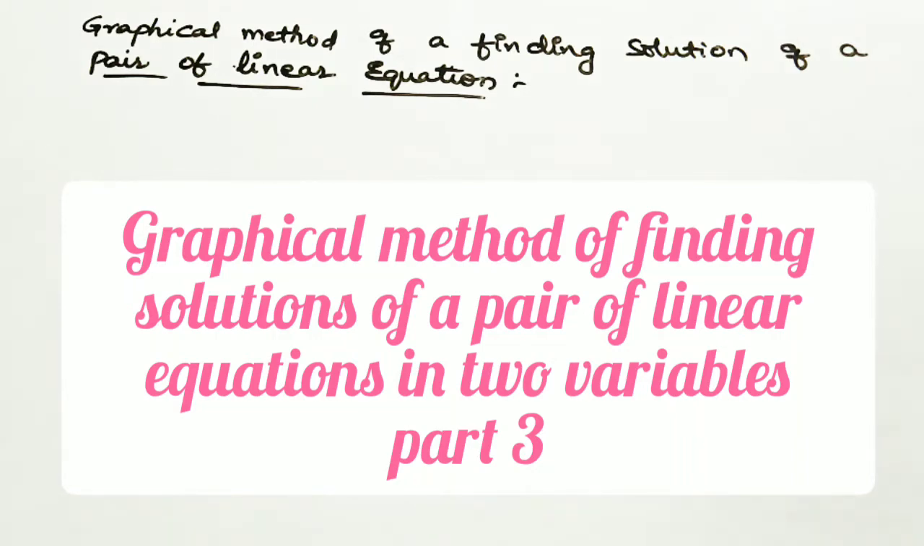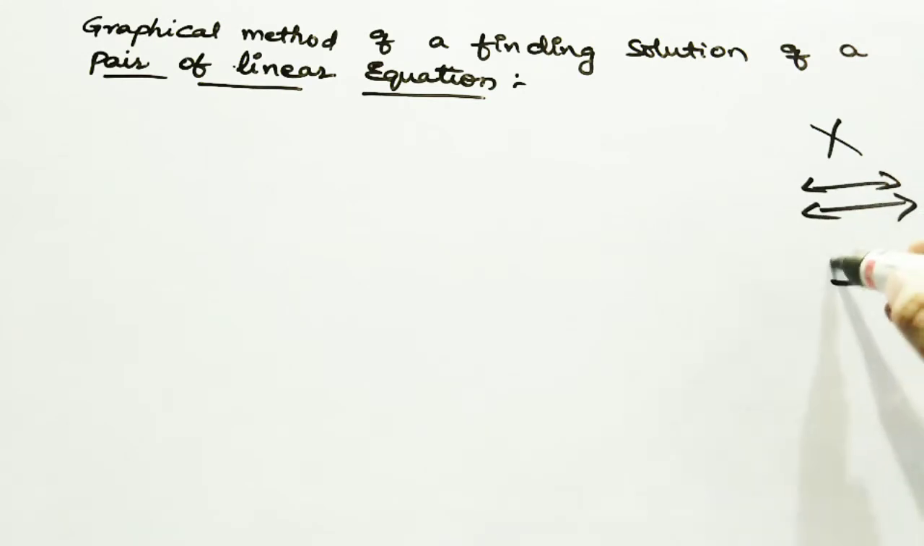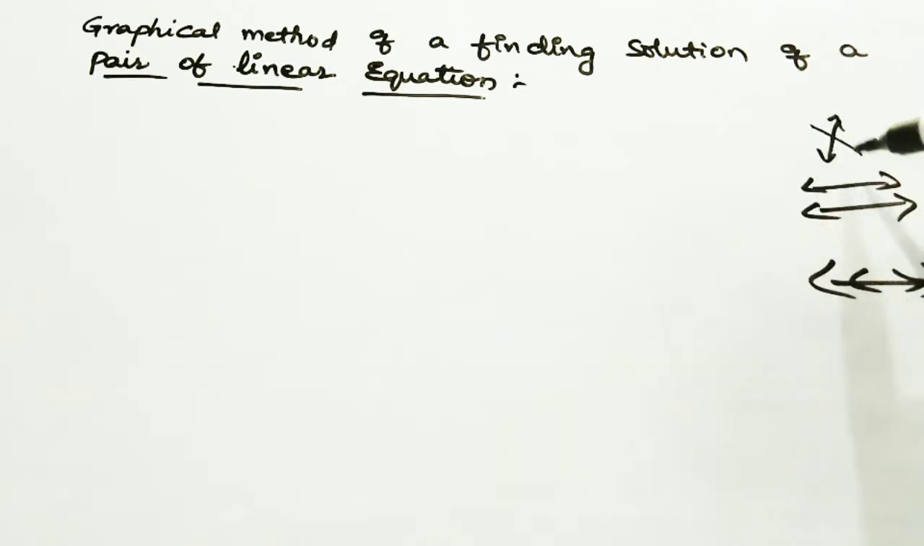Hello listener, in our previous two videos we have discussed the graphical method of finding a solution of a pair of linear equations. We have discussed that we get two straight lines, which either intersect, or are parallel, or coincide. With the help of example problems, we have completed the intersecting and parallel lines. Now today we are going to discuss the third type, coincident lines, and how you will get it in your graphical method.